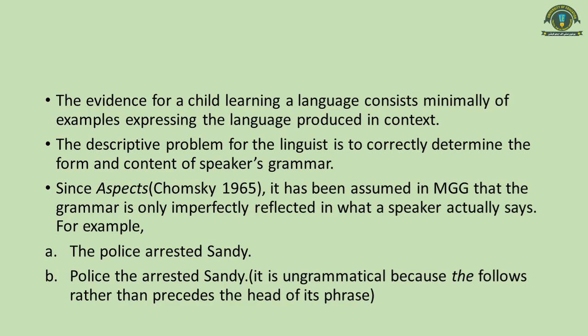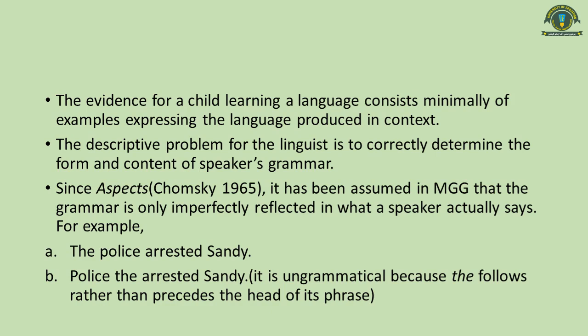Prior to taking the examples, let's first discuss the evidence for a child learning a language, which consists minimally of examples expressing the language produced in context. The child is exposed to the mother tongue and learns that language automatically on account of the LAD, the language acquisition device. That software is already in the brain of the child, and it is producing the context because the child is imbibing the grammar spoken in the surroundings and taking the imprints of that grammar.